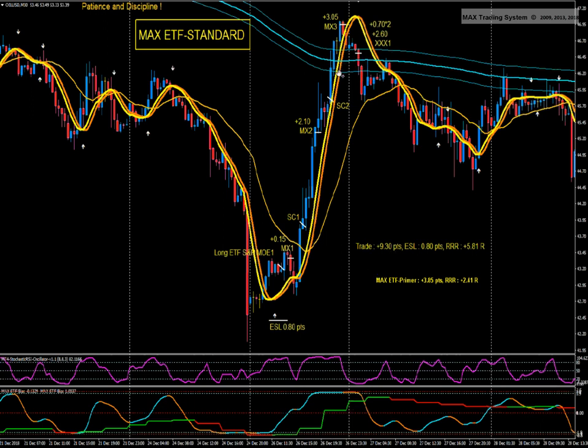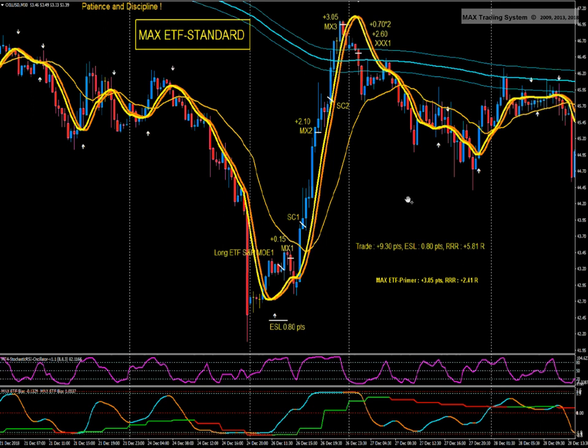And you can see that through that scaling with only 2 scale-ins, the reward to risk ratio was more than double the reward to risk ratio of the MAX ETF. A nice 5.81 R profit, considered with a risk of 2%. Even with a risk of 1%, it's still a nice profit to consider for such a trade. So this is an example of a commodity.